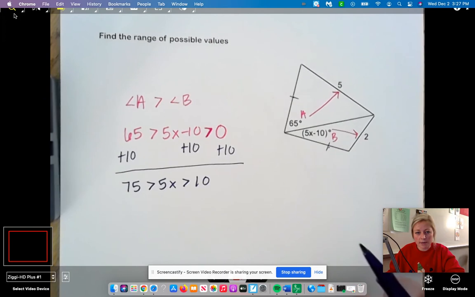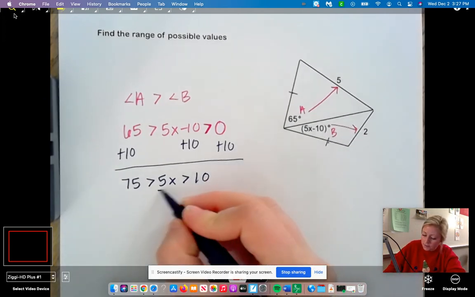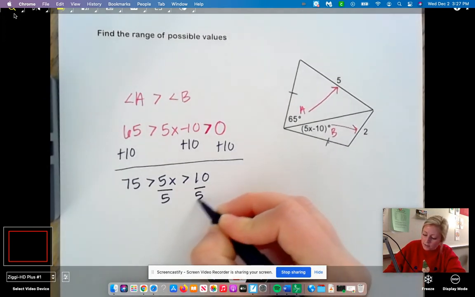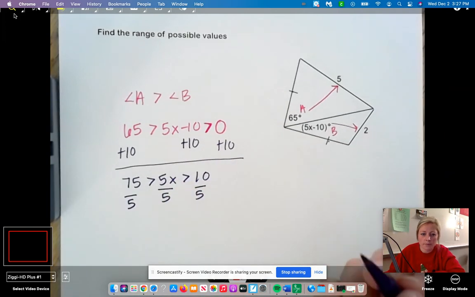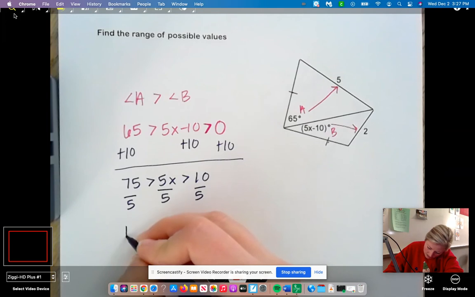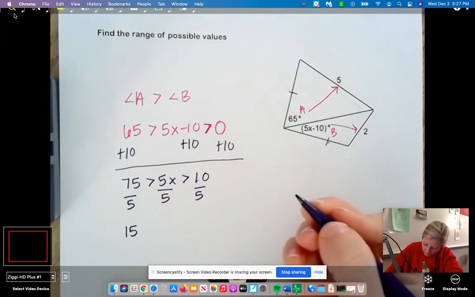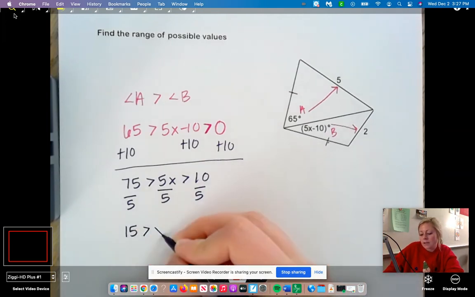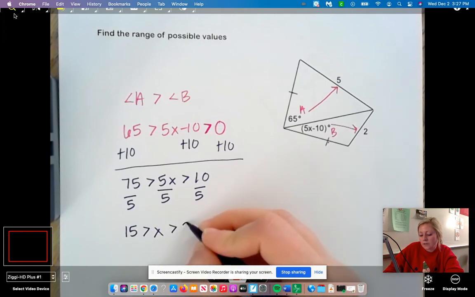And now it's pretty easy, right? How do you get x by itself? Divide by 5. And again, do it to all 3 sides. 75 divided by 5 should be 15. 15, yep. X is in the middle. 10 divided by 5 is 2.